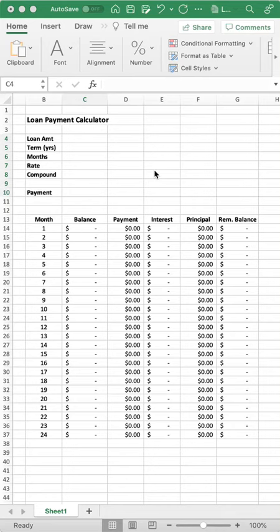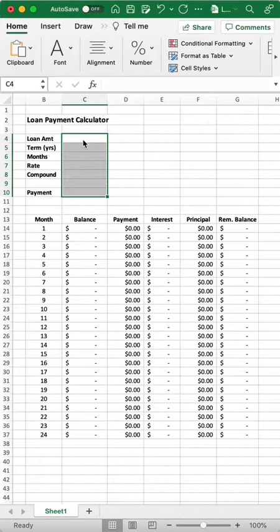Okay, so I've built a loan payment calculator. We're going to fill these cells in and it's going to fill this table out. This is an amortization table. Don't worry so much about the numbers as they populate. I'll do another video explaining how to make these, but this is going to show you how the balance decreases over time and the interest, the principal you pay.